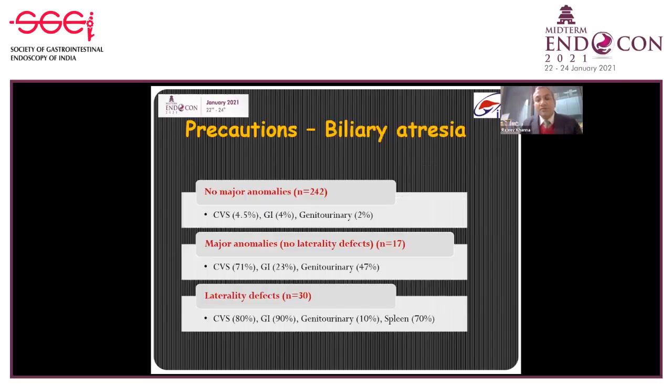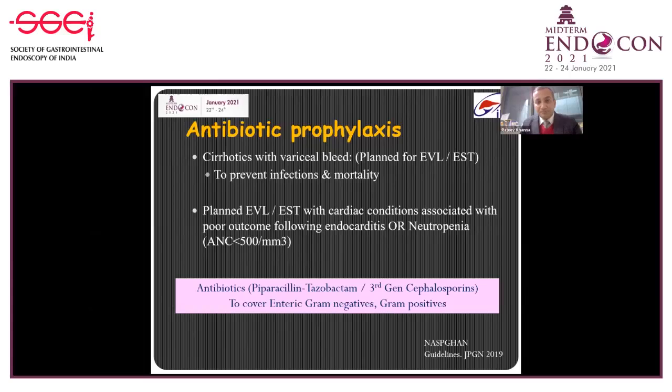In biliary atresia, again, we should be aware of the major anomalies, which are seen in up to 15 to 20% of these children, in the form of cardiovascular, genitourinary, and gastrointestinal anomalies and splenic malformations. Antibiotic prophylaxis should be routinely given to all the cirrhotics with variceal bleed, and also for a planned band ligation or EST where there are associated cardiac conditions known to have poor outcome following endocarditis, or if the patient is having severe neutropenia, that is absolute neutrophil count of less than 500. This should be covered with either a third generation cephalosporin or piperacillin tazobactam to cover the enteric gram negatives and gram positives.